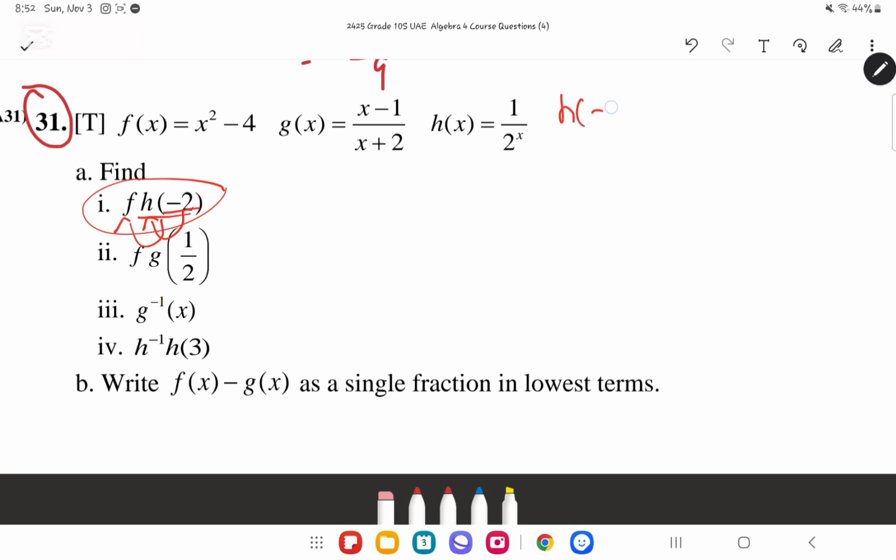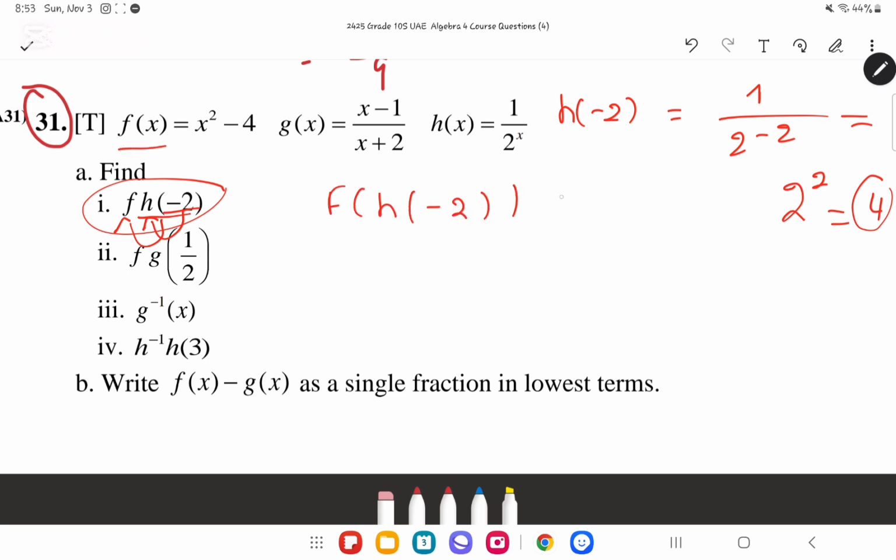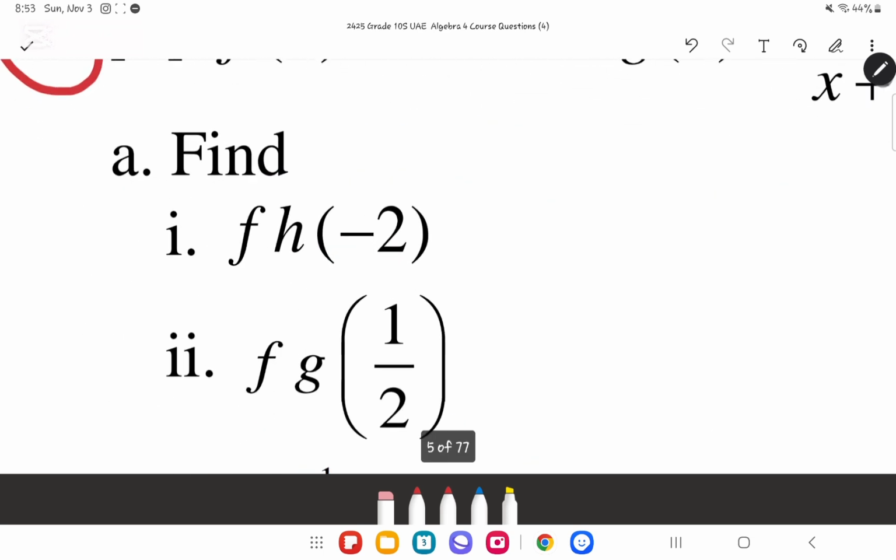So h(minus 2) is equal to 1 over 2 to the power of minus 2. We said if we have a minus in the exponent, we'll flip the fraction. So then it becomes 2 to the power of 2, which is 4. Now substitute your answer into f(x), so f of h of minus 2 is equal to 4 instead of the x, because this was our answer. 4 squared is 16, so 16 minus 4, which is then 12. So our answer for the first one is 12.